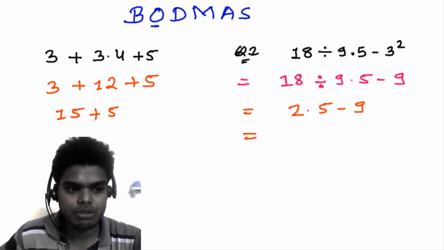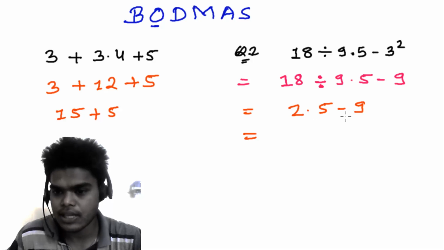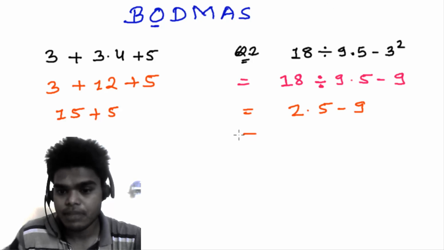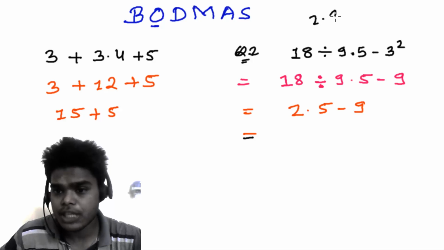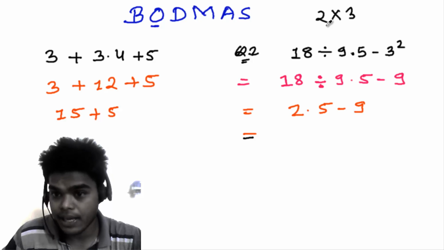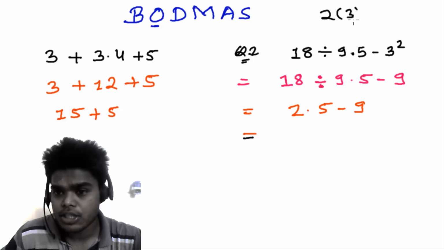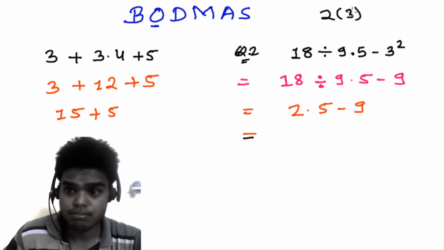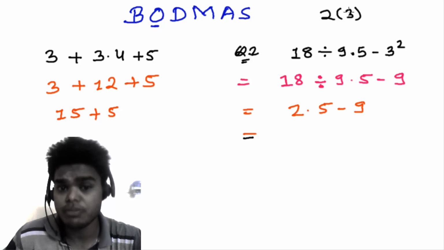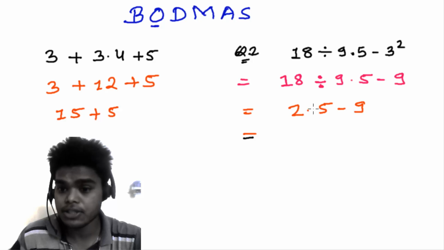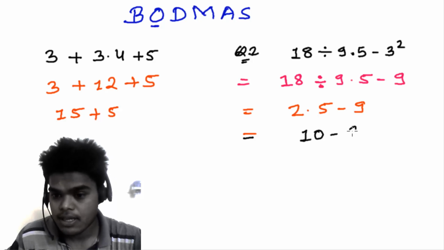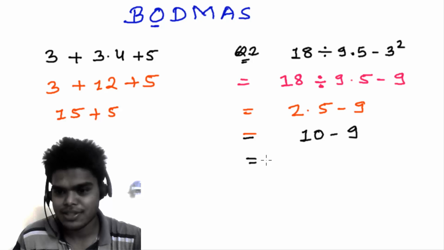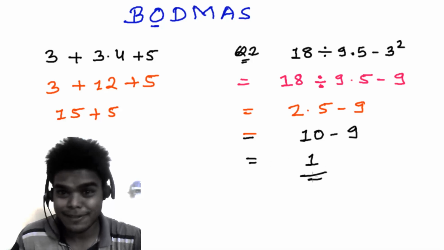Now we have two operations, one is multiplication and the other is division. People write multiplication in different ways. Let me give you an example: 2 times 3. Some people write 2 cross 3, or simply 2 and inside the parenthesis, the small bracket, 3. These all mean multiplication. I hope you know that. So 2 times 5, that is 10, minus 9, and 10 minus 9 is 1. So sweet, huh?